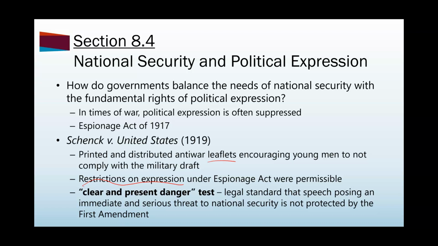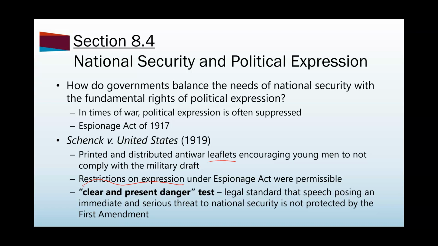Now, the clear and present danger test was then created based on this. And what the clear and present danger test is, and we've talked about this before, technically the definition is a legal standard that speech posing an immediate and serious threat to national security is not protected by the First Amendment. We talked about this in class: it's almost like if you were in a movie theater and you decided to scream fire or bomb, then you could be arrested. That goes against your First Amendment right. You're not protected if you're going to cause fear. If you are a clear and present danger to everyone else around you, then yes, you are not protected. So this set the standard for that.